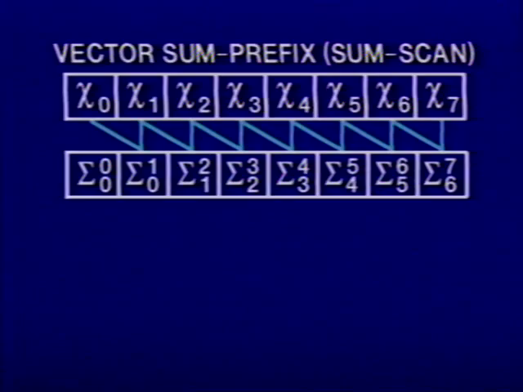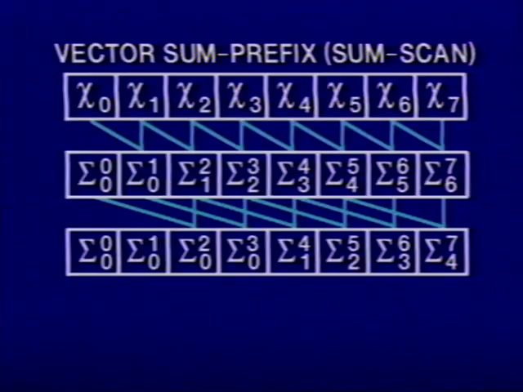We sum x sub 0 and x sub 1. We also sum x sub 1 and x sub 2, and so forth. And so each of the processors, except the first, has computed a sum. Then in the next step, we compute more sums. All but the first 2 processors participate. And then in the last step, all but 4 processors participate.